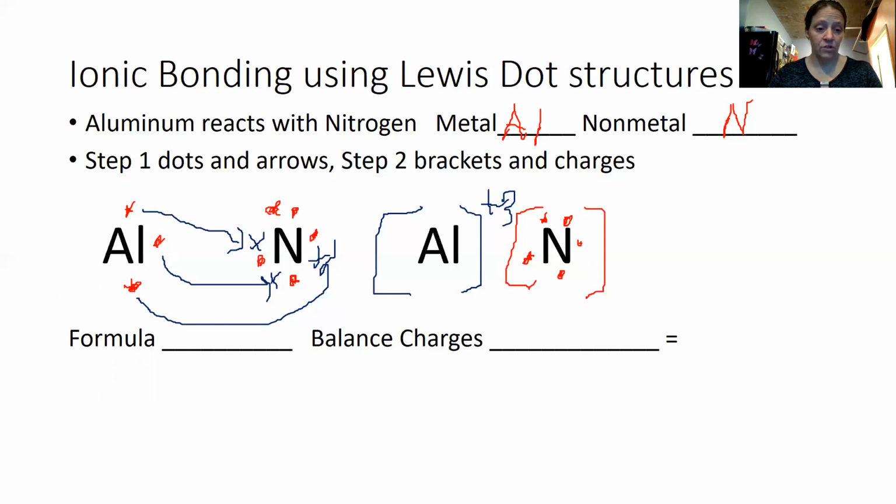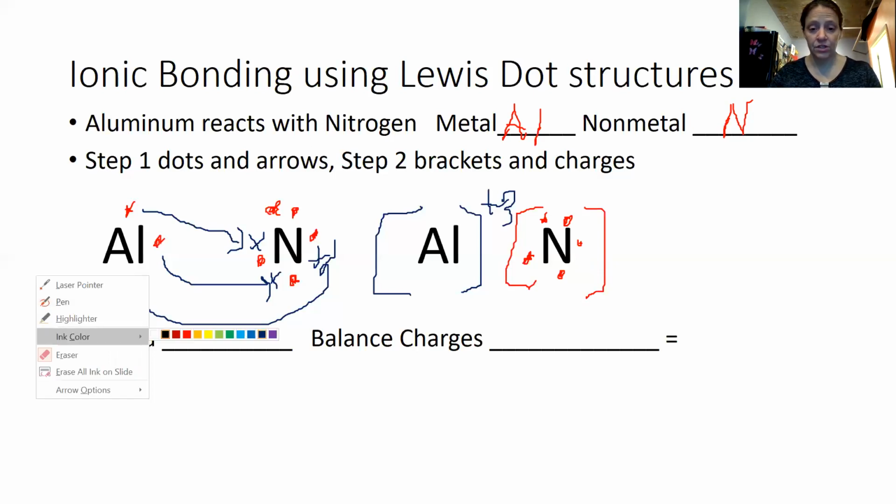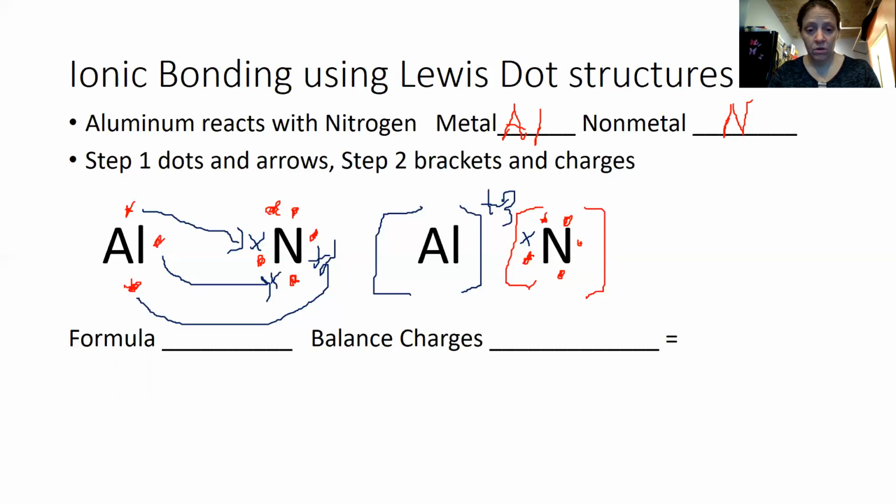Okay, so now we have to represent the electrons that got transferred in. So now I'm going to have an X here, X here, and an X here. Okay, now, am I finished? Let me see. Okay, I think that I'm done.